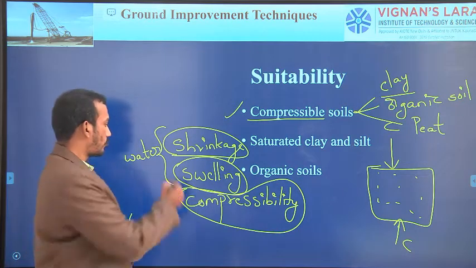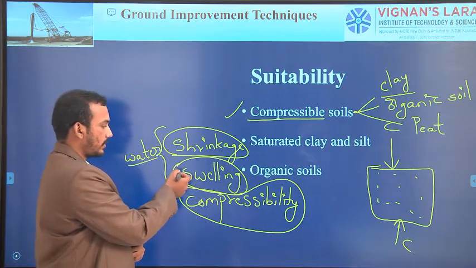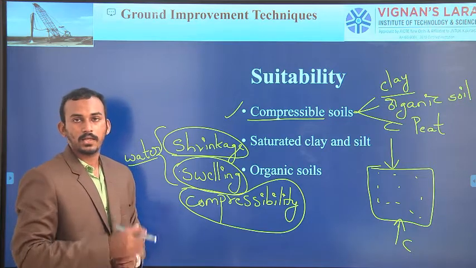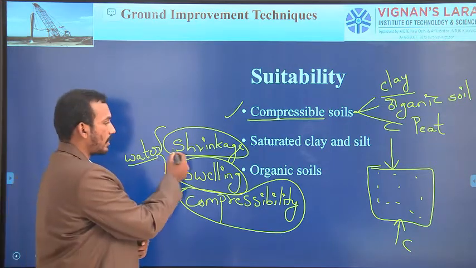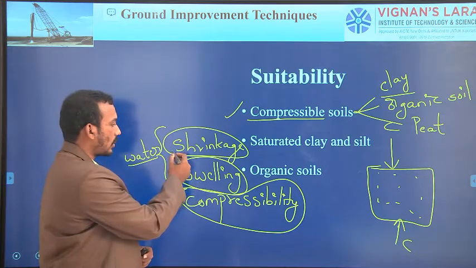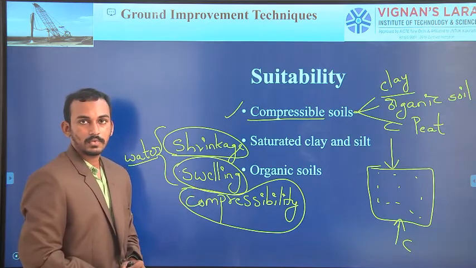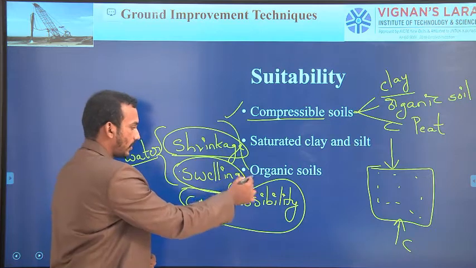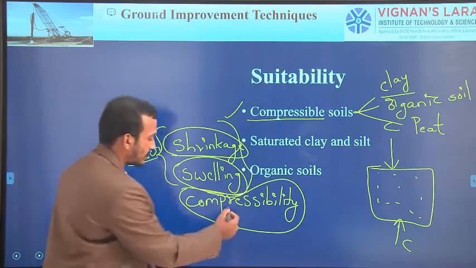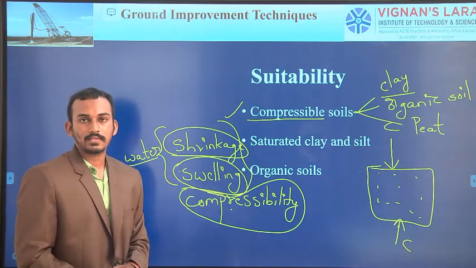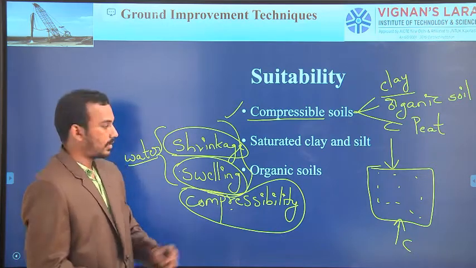If water is added to the clay, then its volume increases. We are not applying any loads. We are just adding the water content. If you remove the water content from the clay, then its volume decreases. Here in these two parameters, we are not applying any external forces, whereas in compressibility, we are adding external forces. That is the difference.